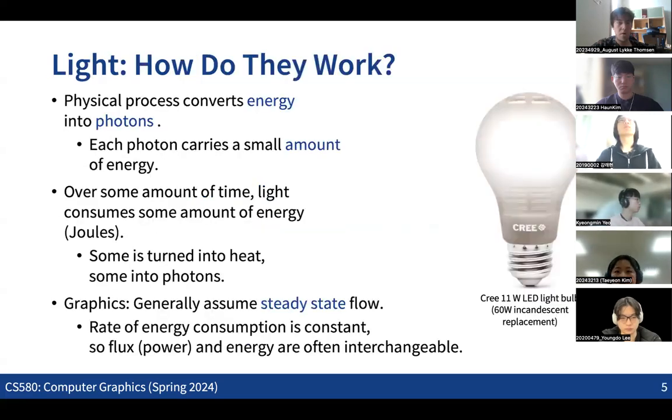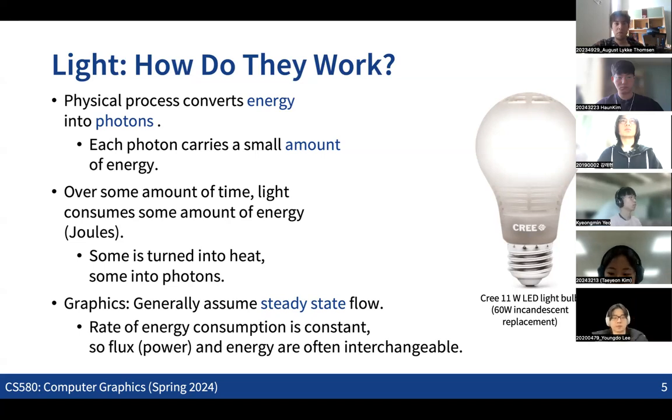Let's also briefly see how light works. Those are basic things in physics, but this is not a physics course, so we are not going to get into too much detail. But at a very high level, the assumption is that all lights are generated by consuming some energy. Lighting is a process in which we consume energy, where some of the energy is turned into heat, and another portion of the energy is turned into photons, which deliver some amount of energy through the light. This is the basic assumption.